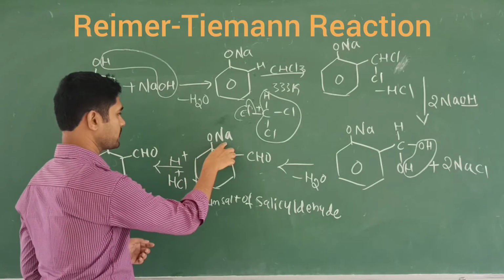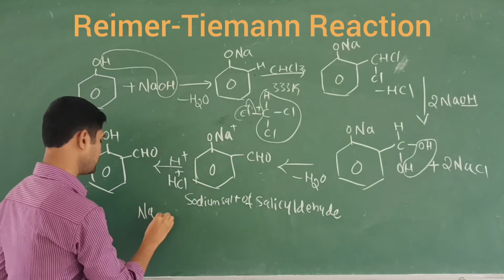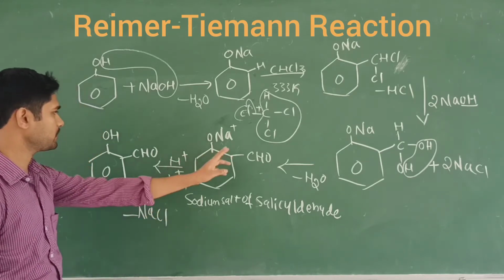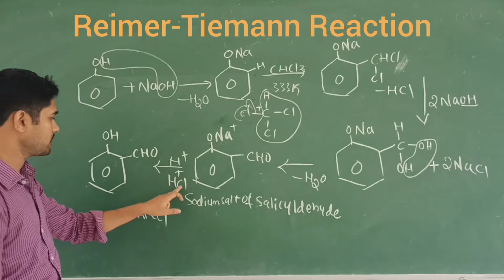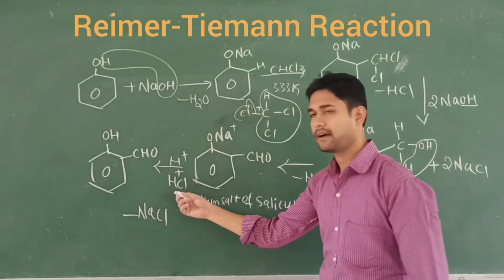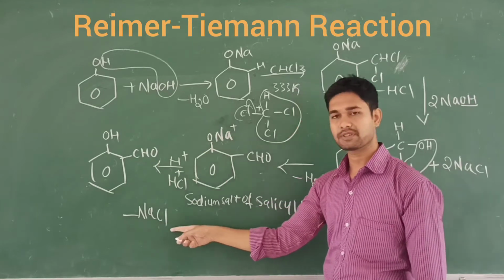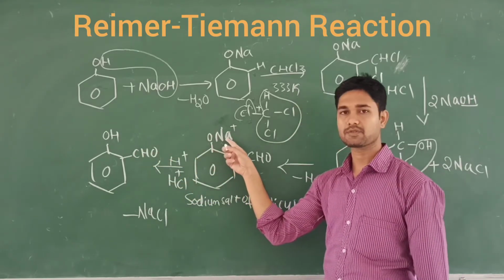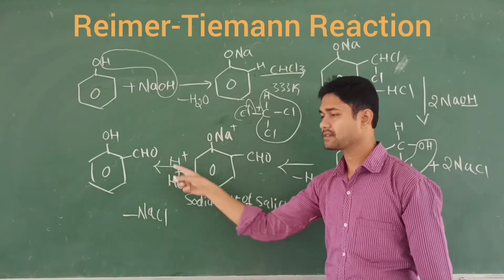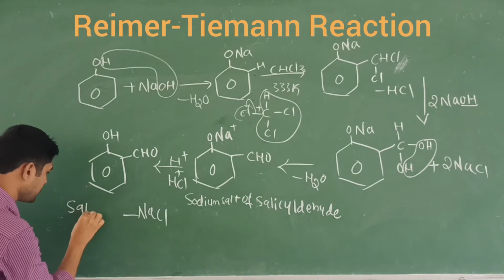In the place of Na plus, this Na plus and this Cl minus are eliminated here. When you remove this Na plus and Cl minus, the Cl minus comes from the dilute hydrochloric acid, and this Na plus. We remove the salt. And what is left here? H plus. This H plus will come and attack at the sodium position. So this is called salicylaldehyde.